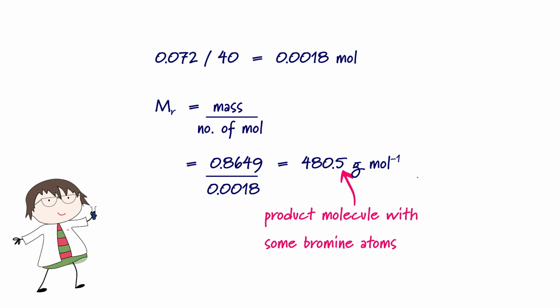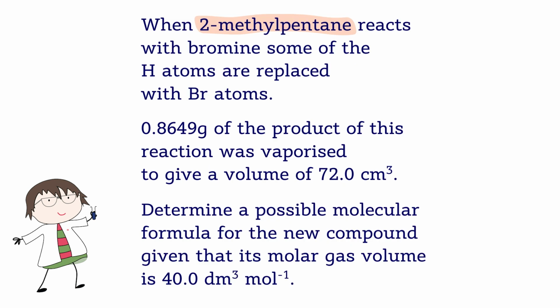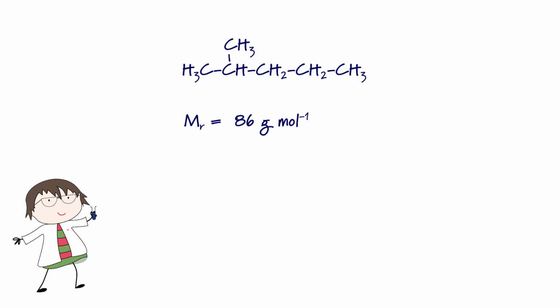So this is the molar mass of our product molecule with some bromine atoms. We need to figure out how many. I'm going to go back to the question, what else do I know? Well, I know that my starting molecule was 2-methylpentane. I can draw that out and I can figure out the molar mass, 86 grams per mole. So I know the molar mass of my final product. I know the molar mass of my starting material, and the difference is 394.5 grams.